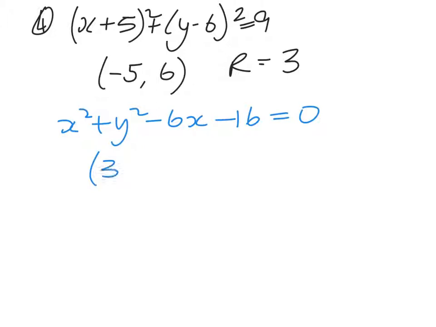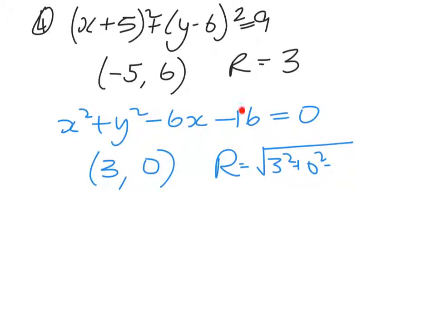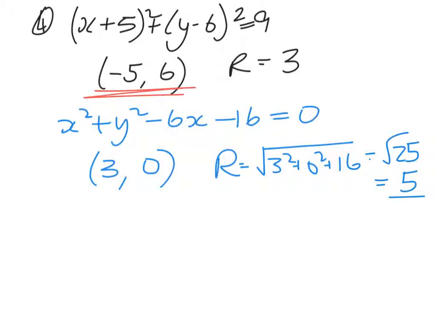Centre for that one, half the x number, change the sign, half the y number, there's no y number so it's 0, change the sign, and the radius of that circle is the square root of those numbers squared, take away the negative 16, so that's like add 16, 9 add 16 is 25, and root 25 is 5. Okay, so the answer to the question is negative 5, 6 and 3, 0. We're going to use the radiuses or the radii in a minute.